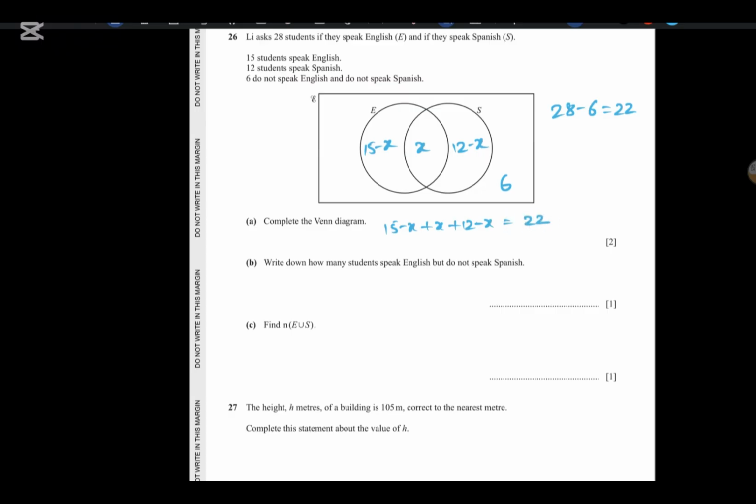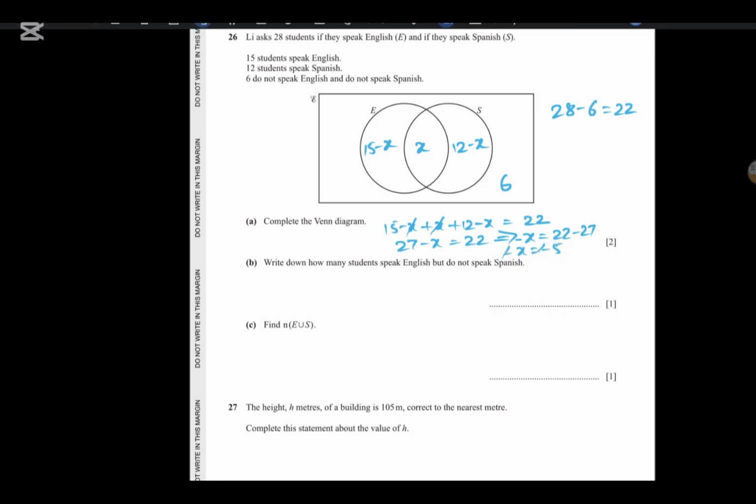These are the students remaining who do not speak English and Spanish both. They don't speak any of the languages. So I wrote that outside the circle. So I will take only these two which are inside the circles. If I add them all, I should get 22. So minus x plus x gets cancelled. 15 plus 12 is 27. Minus x is equal to 22. So minus x will be 22 minus 27, so minus x is equal to minus 5. So here x is 5.